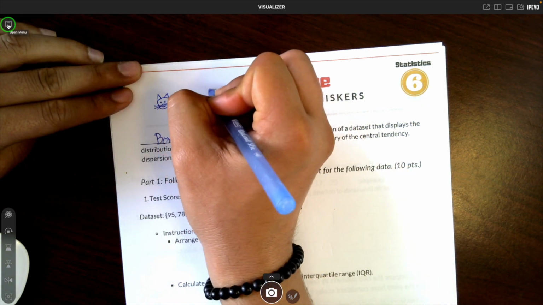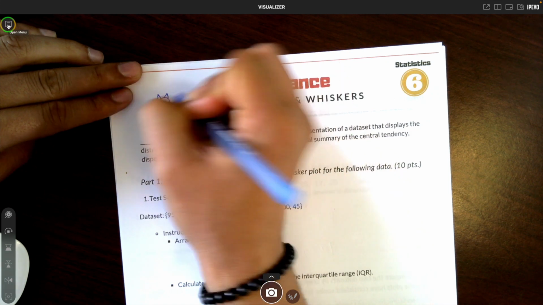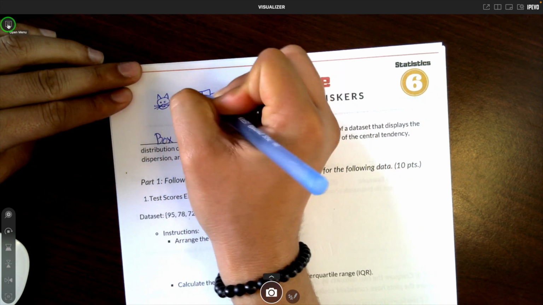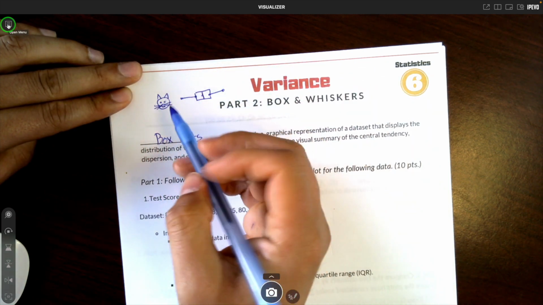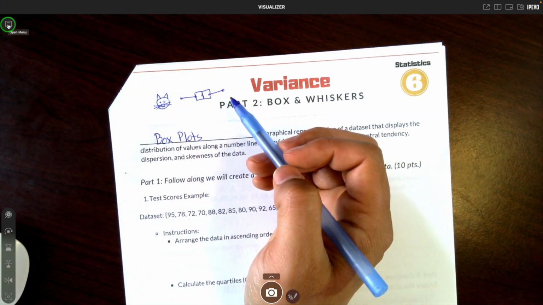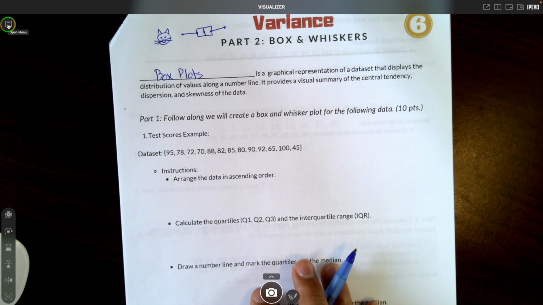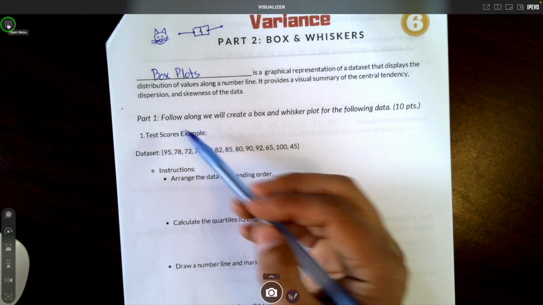A box plot kind of looks like that. It's literally a box with a line in the middle and then 2 lines going off to the side. And then there's several dots, okay? So it's not really a cat, but this is what a box plot looks like. And we're going to work on creating box plots today, right now in this class. So let's go ahead and just get started.